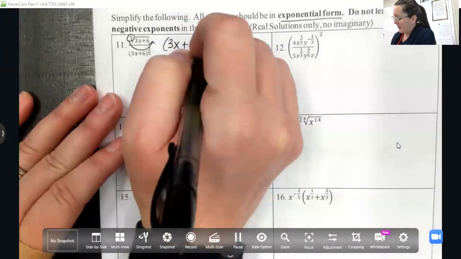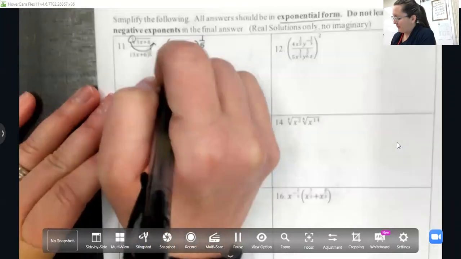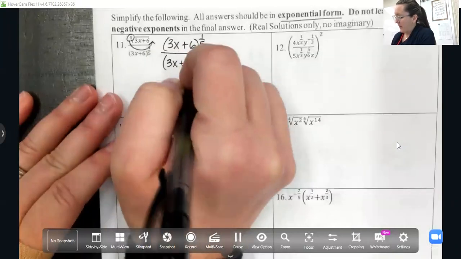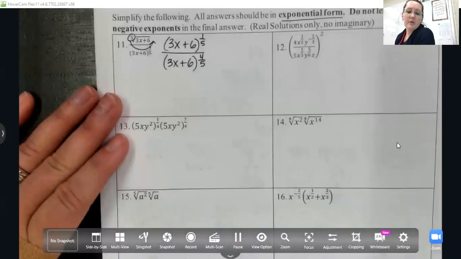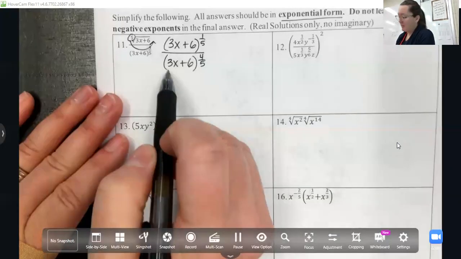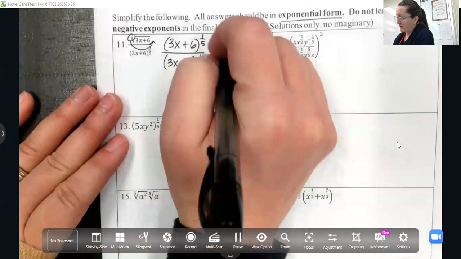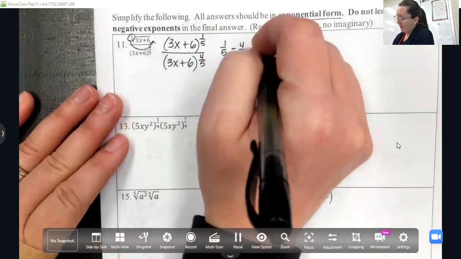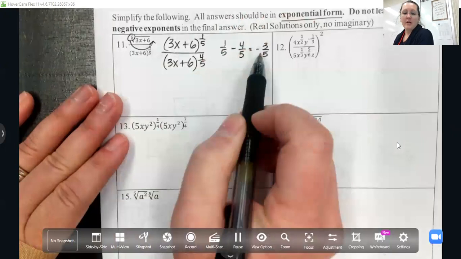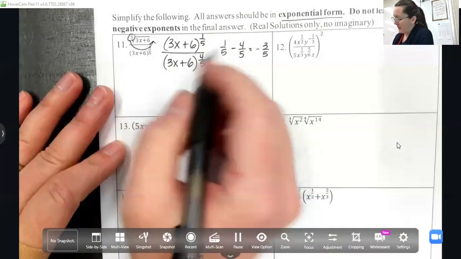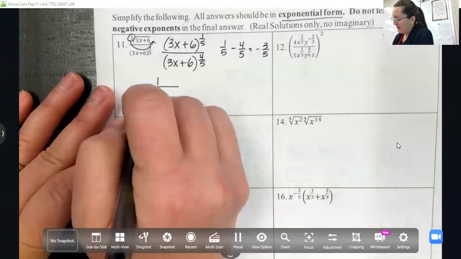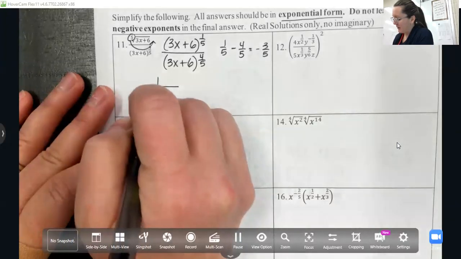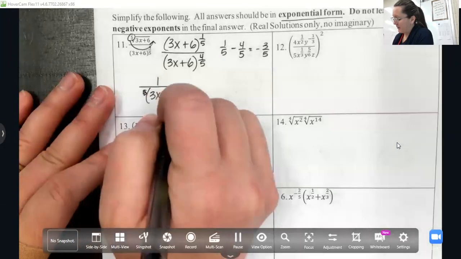So this is to the 1/5 power. And this is to the 4/5 power. Now, I know that when we're dividing, we can subtract our exponents when our bases are the same. So our bases are the same. We can subtract that 1/5 minus 4/5, and we get negative 3/5. So if my exponent is negative, I know that it needs to go to the denominator to make it positive. Now, for these, I'm skipping a step, hang on. So this is positive 3/5.